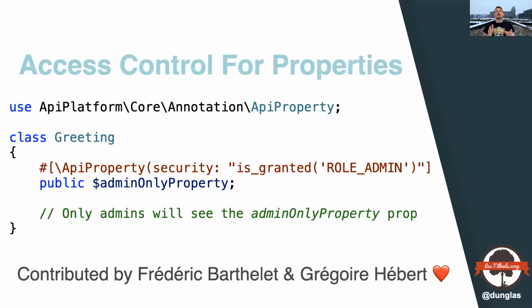In this example, only people with the admin role will be able to see this property. For people who aren't administrators of the application, this property will not be serialized at all. So they will be able to access this resource, but they will not see this property. It works for reads, but it also works for writes.